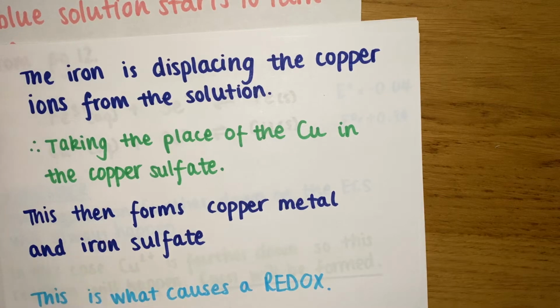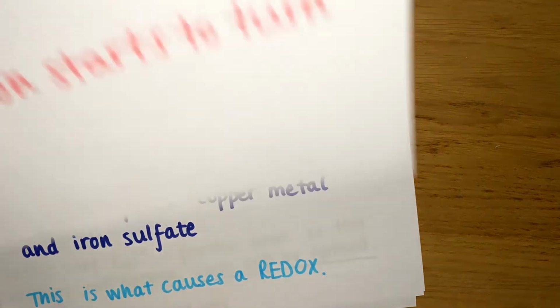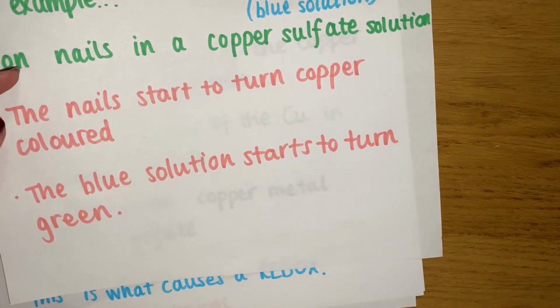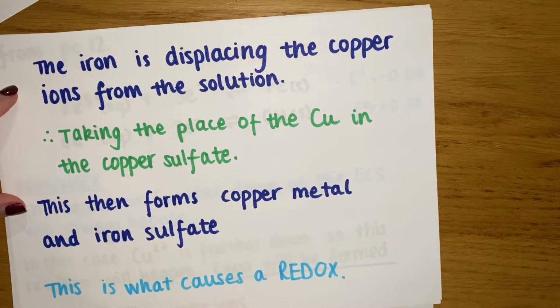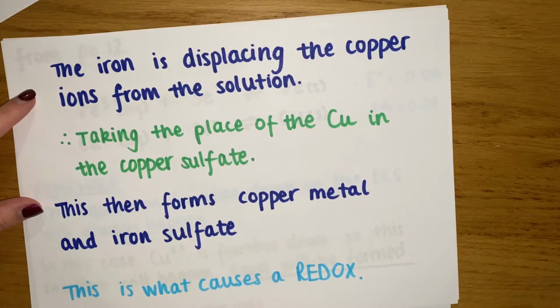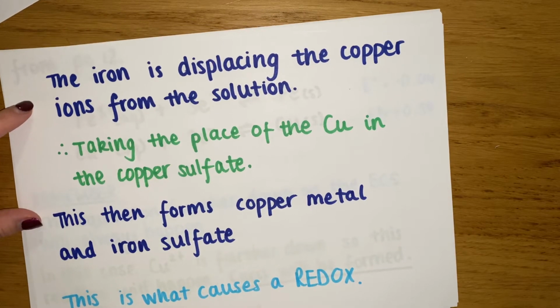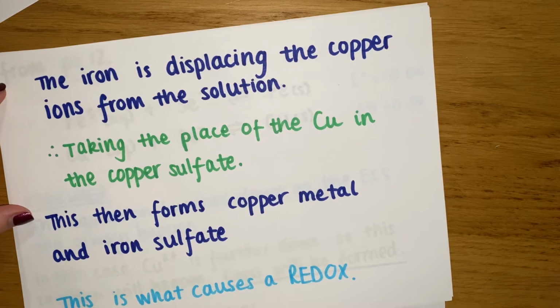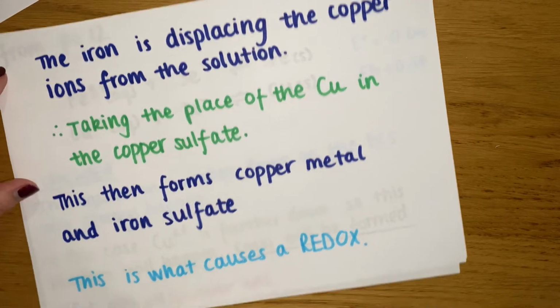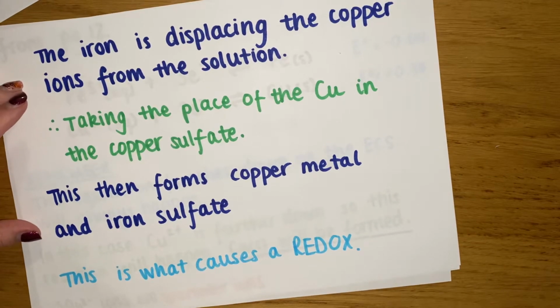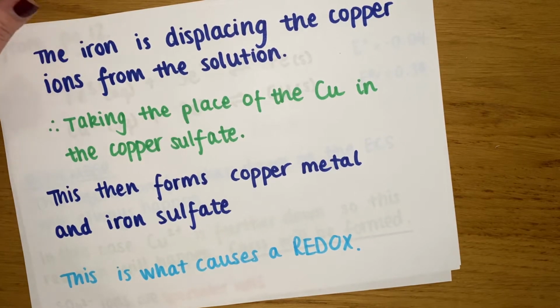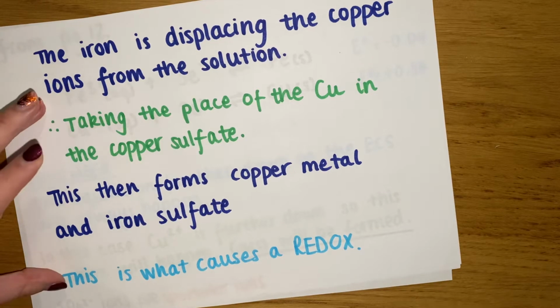If you remember, I said the nails will start to turn a copper colour. This is because the copper metal is forming. When the copper metal is forming, the iron is taking the place of the copper in the solution. This is what causes what we know as a redox reaction. From National 5, we know that a redox reaction is an oxidation and a reduction reaction happening at the same time, and here we've got this.